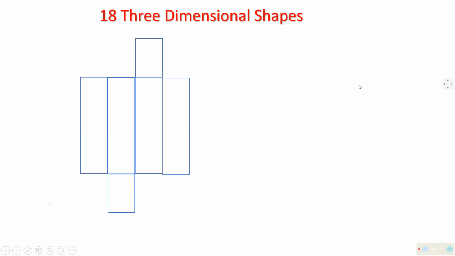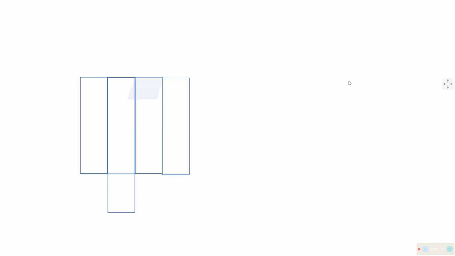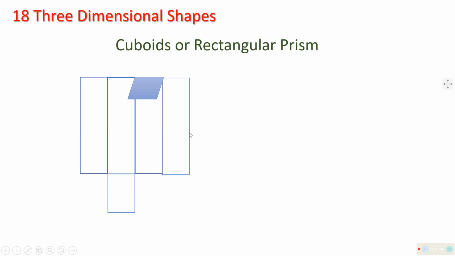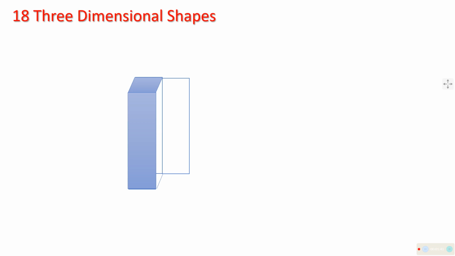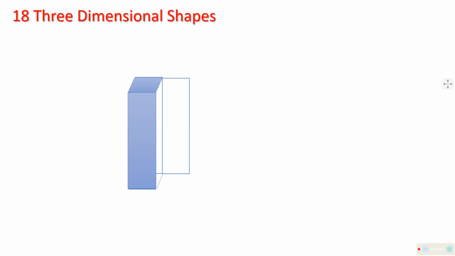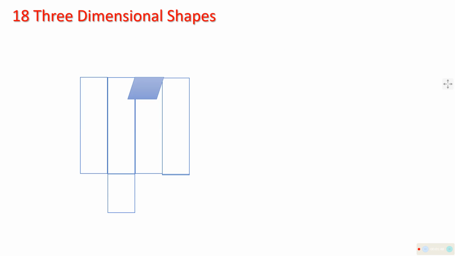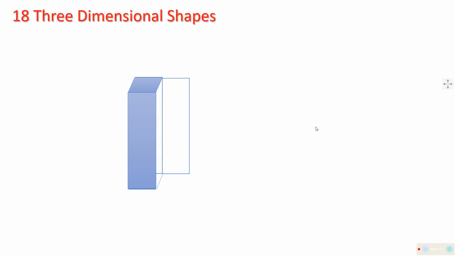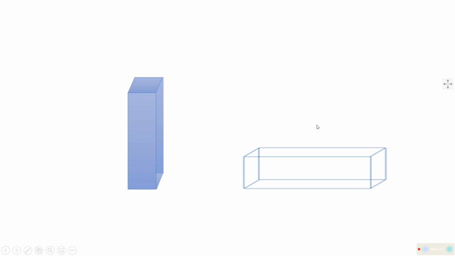This particular net which is shown can be converted into a cuboid or rectangular prism by folding it properly. I can fold it over here, the same way I can fold each and every other part of it and slowly get it converted into a rectangular prism. This is one thing you should recollect now, and this shape which is formed out of this is named as cuboid.